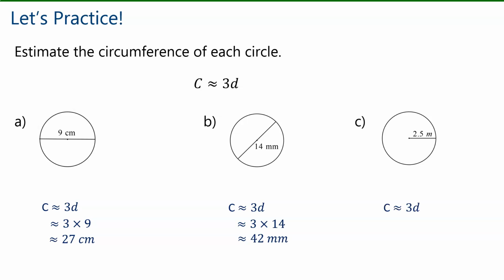Now for C, I can't replace D with 2.5 because that's in fact the radius, not the diameter. So we've got to remember the relation between diameter and radius. The diameter is twice the radius. So if I multiply 2.5 by 2, I get 5 meters as the diameter. So now I can plug that into the formula and get 15 meters as my circumference.